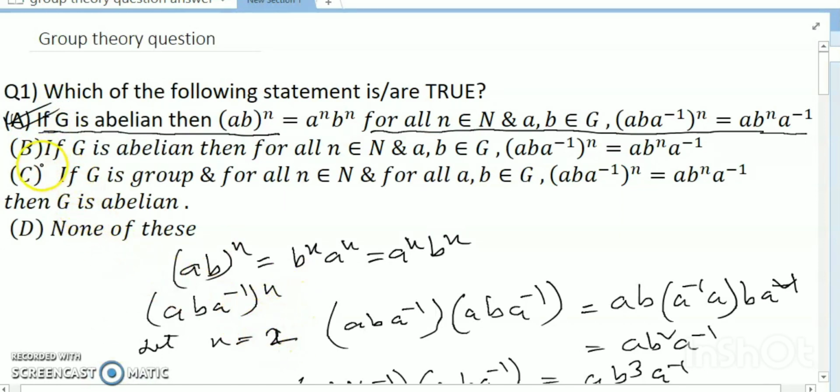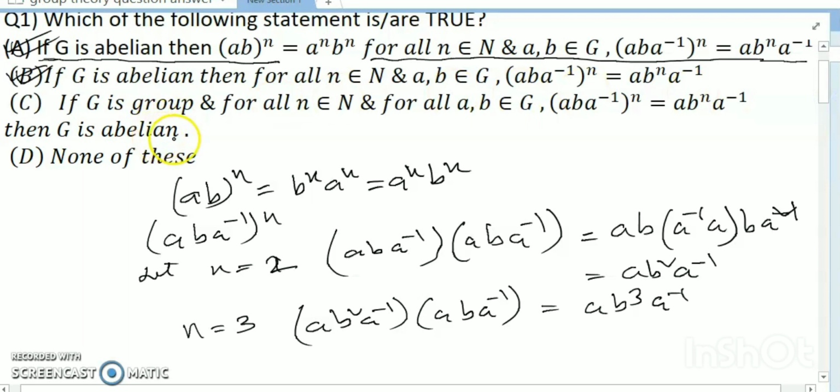And now option B. If G is abelian, then for n belongs to N, (a b a inverse) whole to the power n is equal to (ab) whole to the power n a inverse. So friends, we have already shown that it is true. So option B is correct.